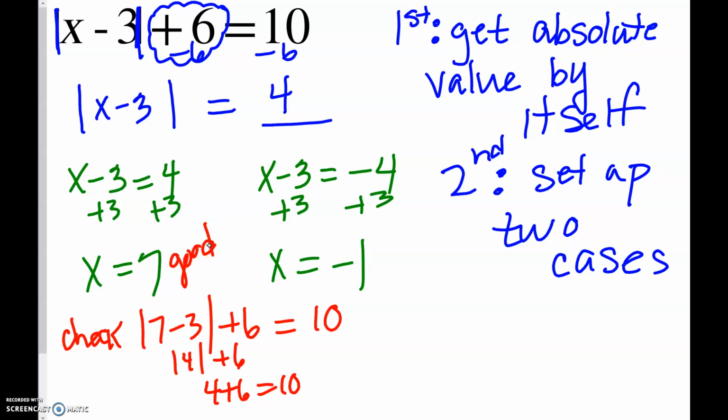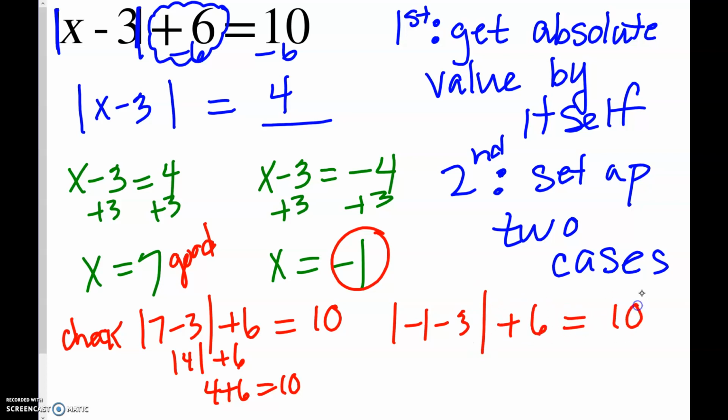Okay, now I'm going to go check my second one. So the absolute value, and now I'm putting in my negative 1 this time. So negative 1 minus 3 plus 6. Does that equal 10? So negative 1 minus 3 is the absolute value of negative 4. The absolute value of negative 4 is 4. 4 plus 6 is 10. Check. It worked. All right, so we did this right. We need to first get the absolute value by itself, then set up your two cases.